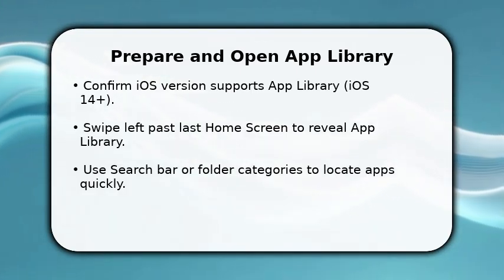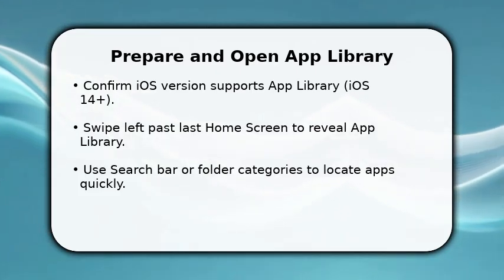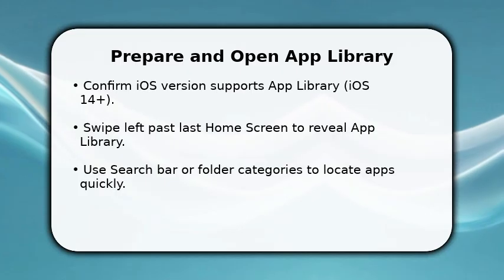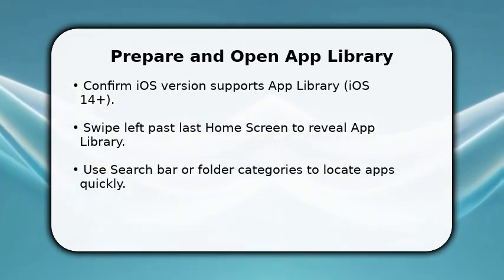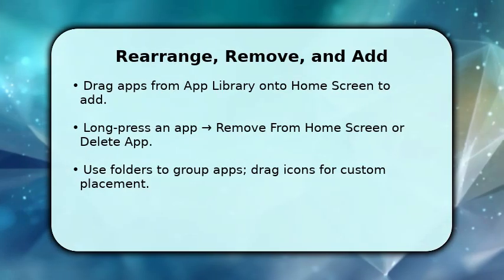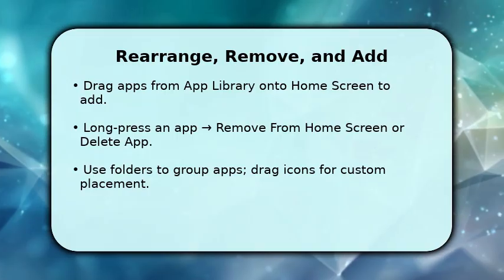Press and hold any app icon to show options. This begins the edit flow. Make sure to work from the app library itself rather than home screen folders so your changes affect organization efficiently and consistently. Once you've selected an app, press and hold until icons jiggle or the context menu appears.